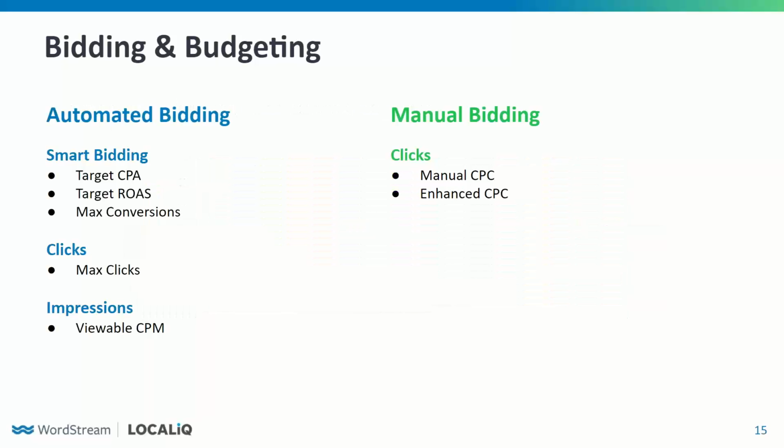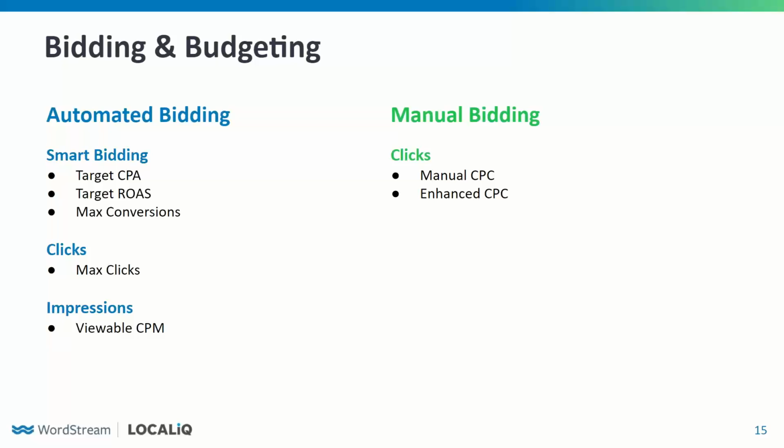So when we're looking at our bidding options and selecting a bid strategy, there are some things that are slightly different on display compared to search. The biggest example is the impression-based bidding strategy. Google Display Ads will be able to utilize smart bidding strategies such as target CPA, target ROAS, as well as max conversions. There will be a click-based automated bidding strategy, maximize clicks, but that last one that you're seeing on screen, the viewable CPM.